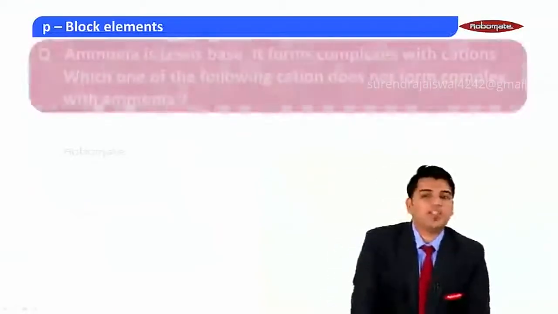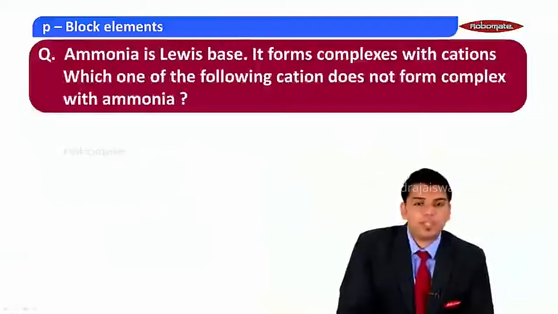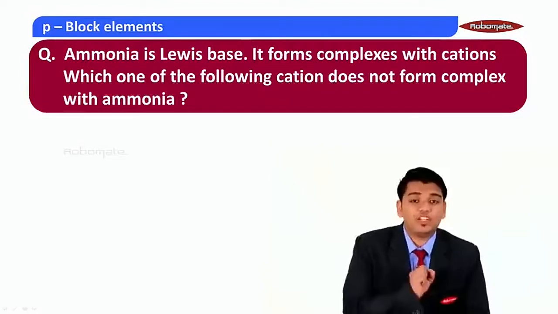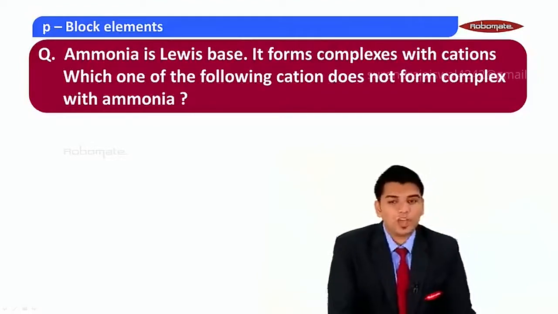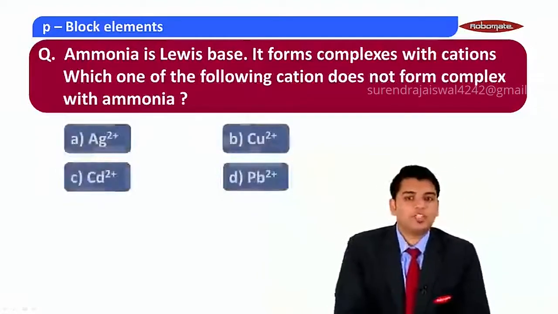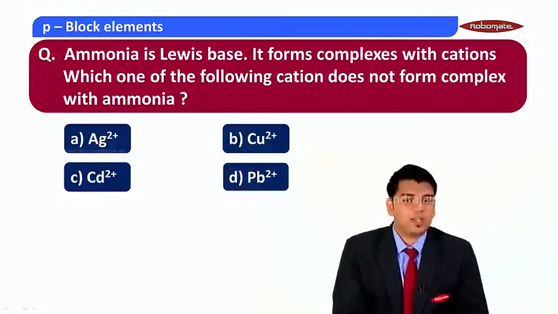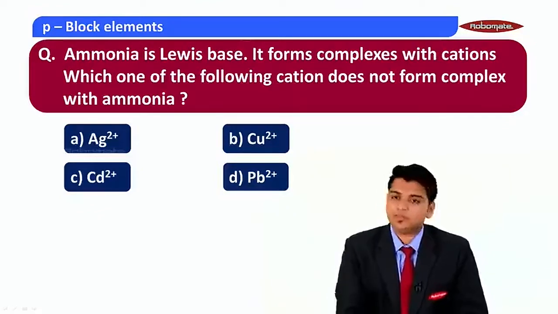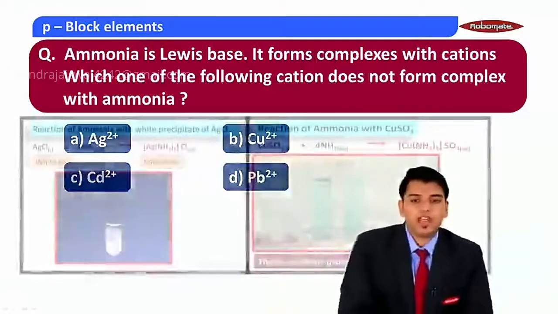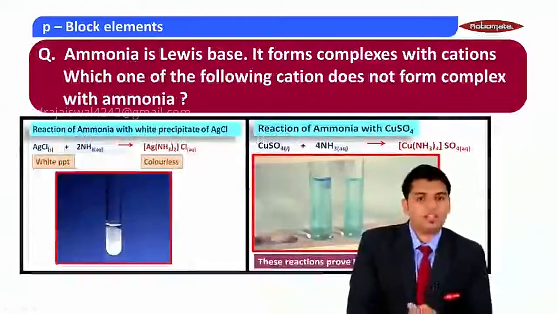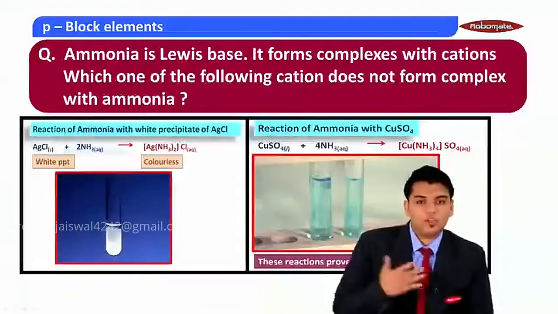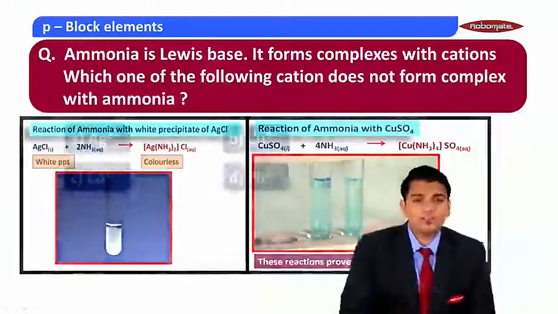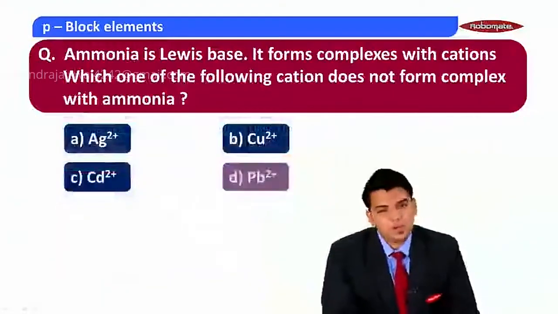The next question that we have in line is ammonia is a Lewis base. It forms complexes with cations. Which one of the following cations does not form complexes with ammonia? Now our 4 options are Ag plus, Cu2 plus, Cd2 plus and Pb2 plus. Now Cu2 plus and Cd2 plus, both of them are d-block elements, and we have seen the reaction with Ag and we have also seen its reaction with Cu. So if Cu gives the reaction, Cd will also give the reaction. So the one which does not give the reaction is option D, Pb2 plus, that is lead ion.